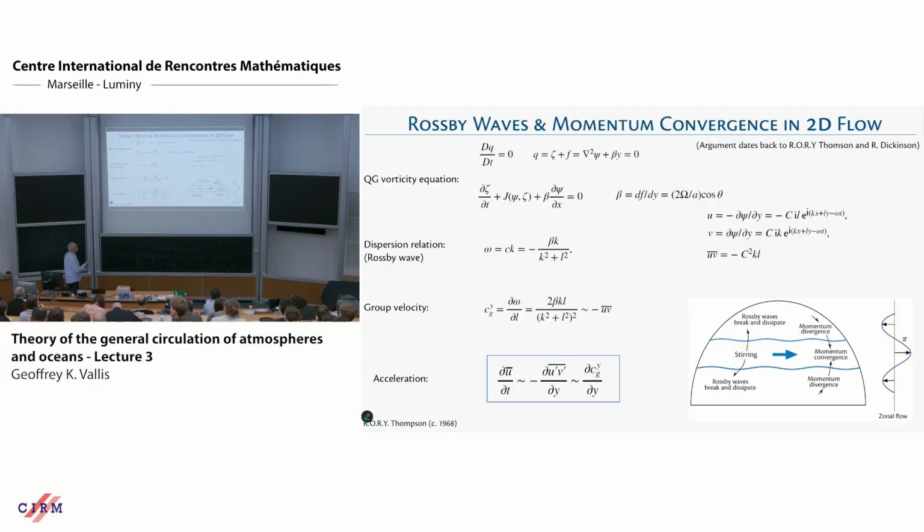But going back to this picture, it's because you're creating Rossby waves here, which go away from the source region and converge momentum back into the source region, that you get a jet.